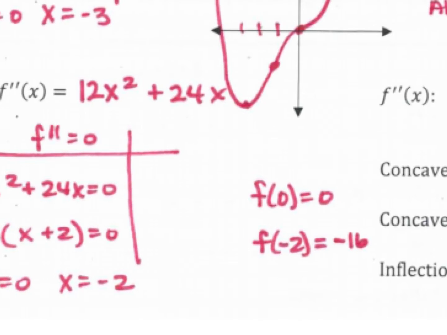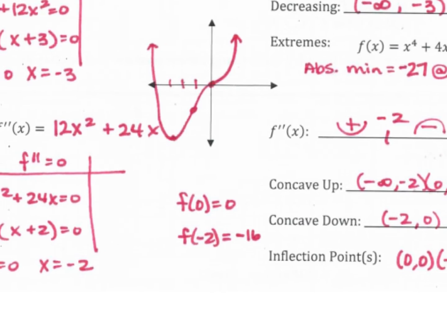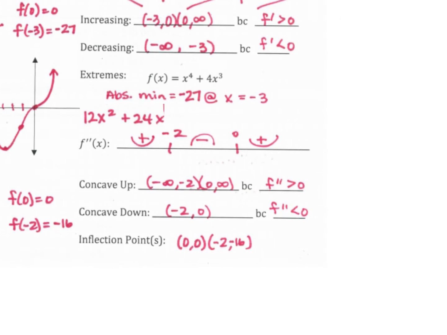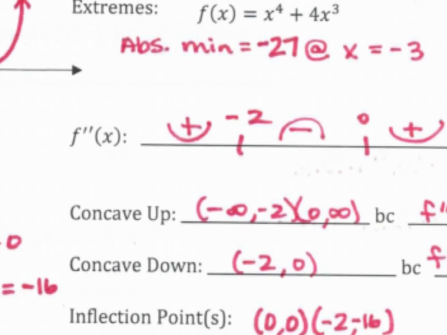Well, just like we did before with the first derivative, we're now going to do the same thing with the second derivative, where I'm going to do a sign analysis, where I plug in values that are less than negative 2 into this function, between negative 2 and 0 into this function, and something that is bigger than 0, I'll plug that into this function here. And what that does is it tells me the concavity.